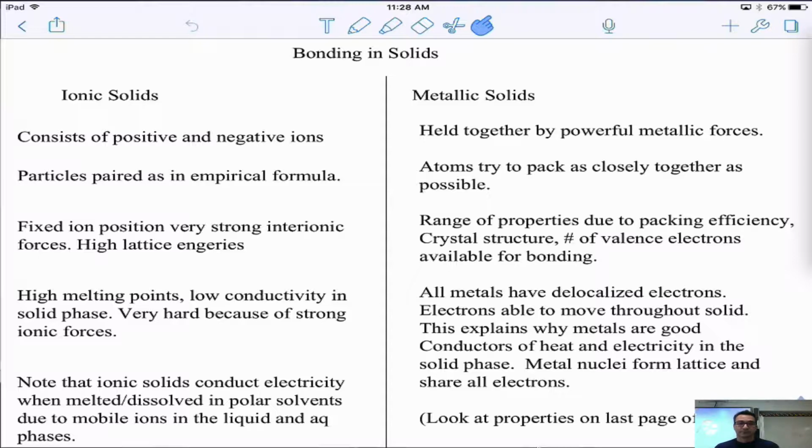The other type of solid is a metallic solid, and we'll talk a lot about metallic bonding, especially with the element tungsten. Metallic solids are held together by powerful metallic forces, but the electrons are free to move around, they're mobile. What you've learned before about metallic solids is that they have delocalized electrons.